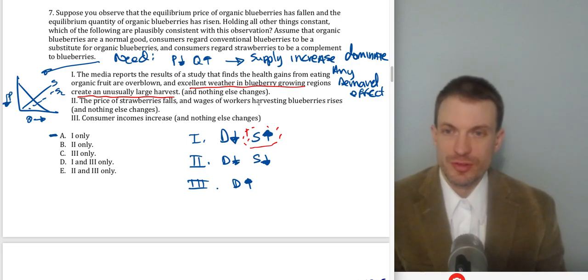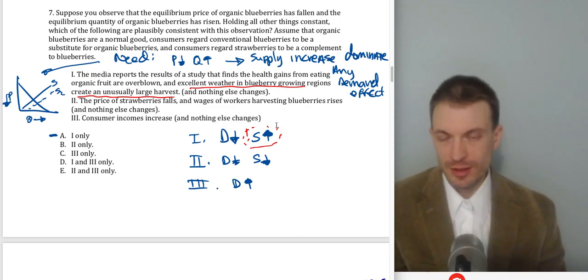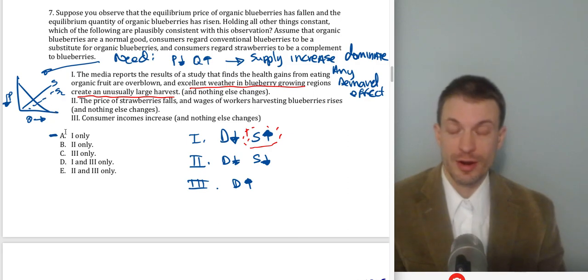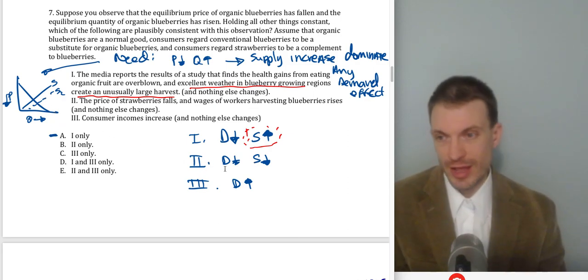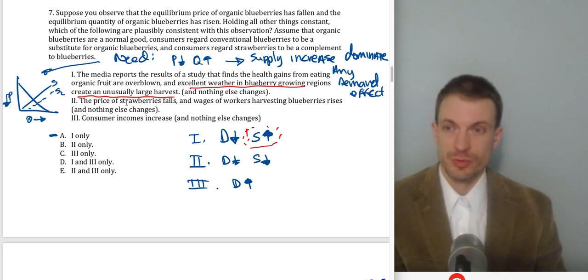So let's see, the wages of workers harvesting blueberries rises. That's going to be a decrease in supply. That decrease of supply isn't going to allow us to get the overall increase in quantity and decrease in price that we're looking for. So it's not 2. This arrow needs to be going up because we're thinking of strawberries as a complement to blueberries.